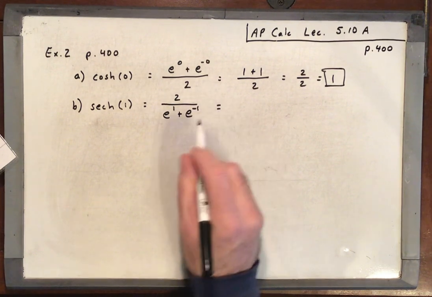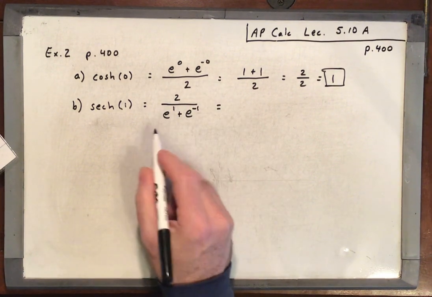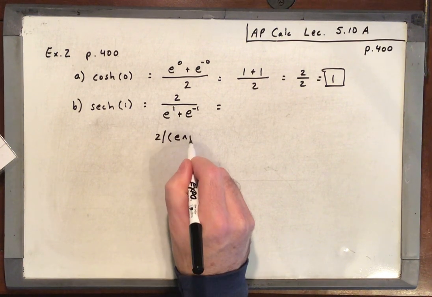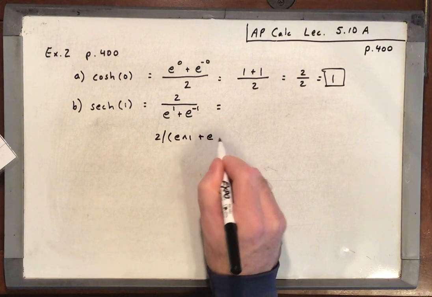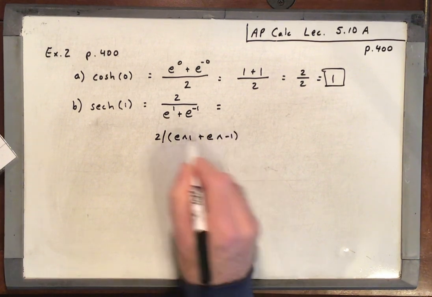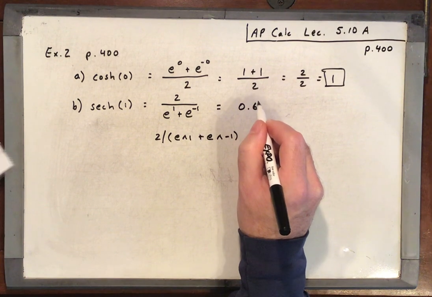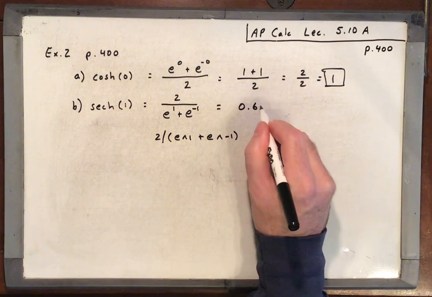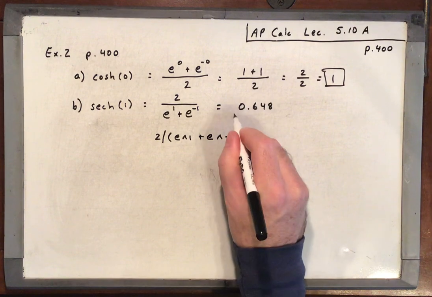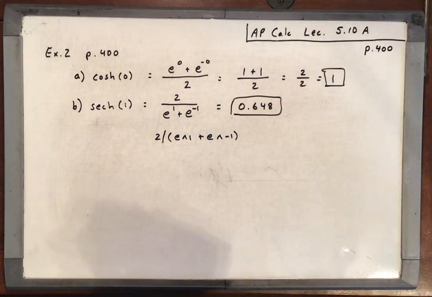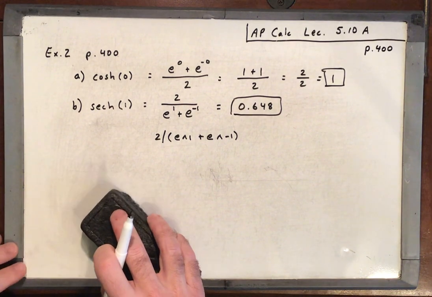Now just put that in your calculator. Take 2, do the 2 divided by, and then left parentheses, e to the 1 plus e to the minus 1. Do something like that, and you should get, let me check my answer, 0.648. So just put that straight in the old calculator. All right, that does it for number 2. The next one we're going to work is number 14.